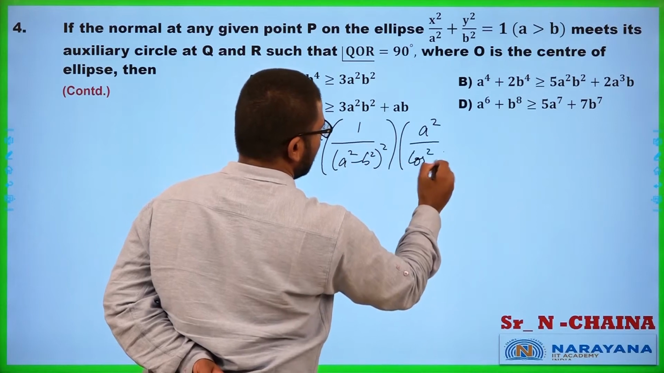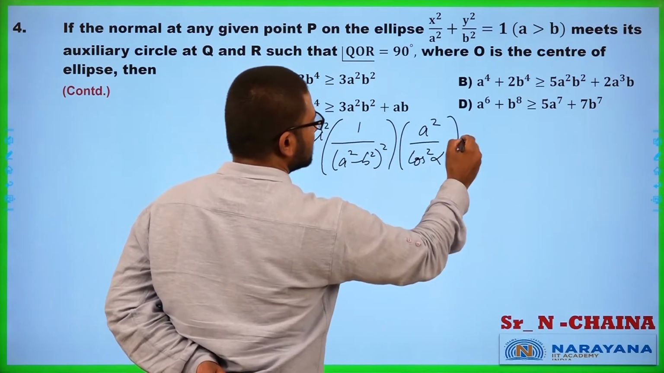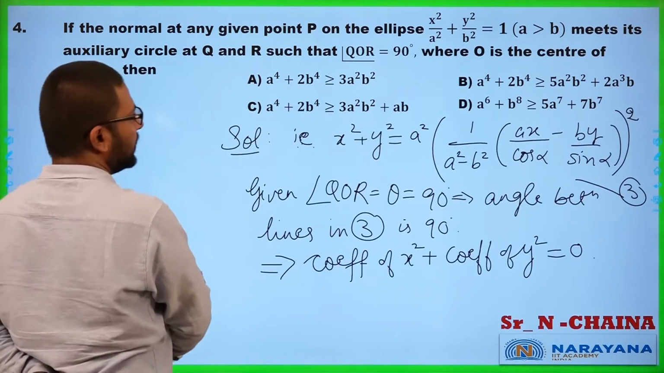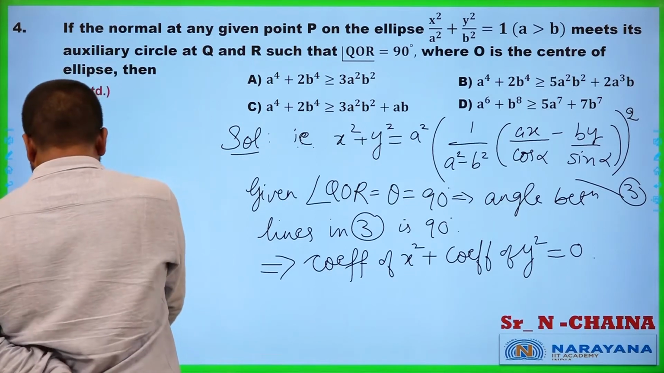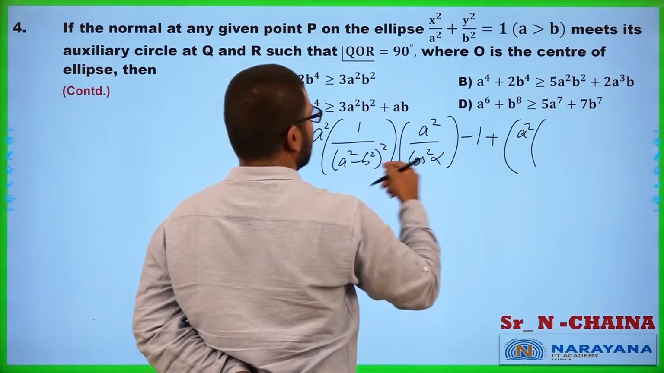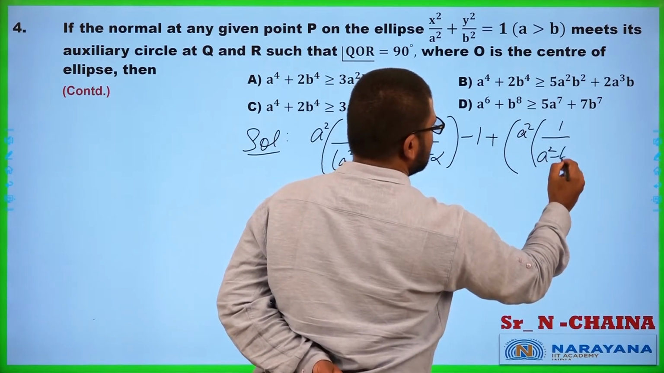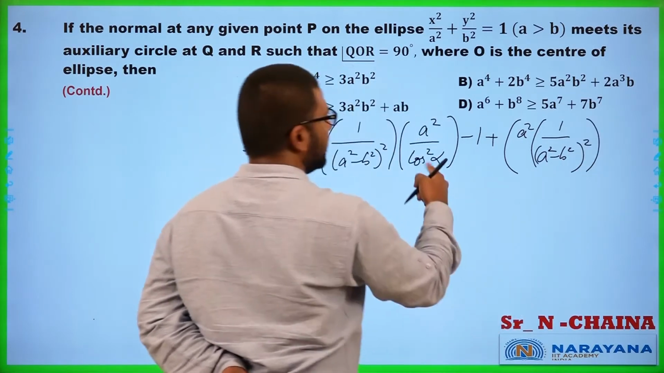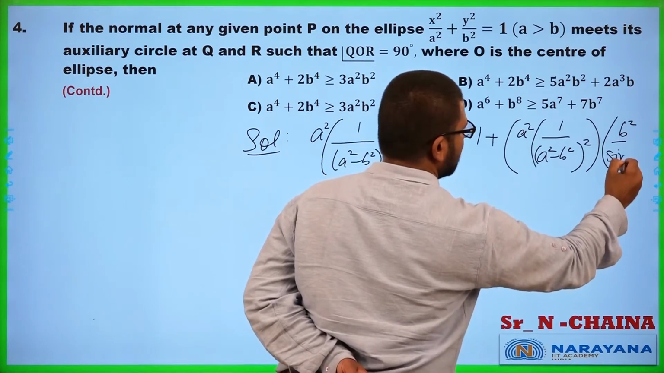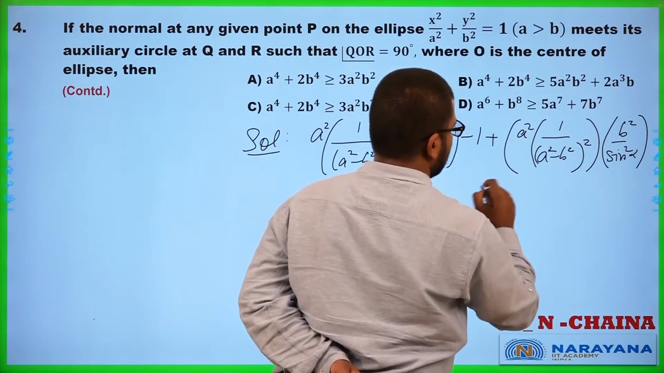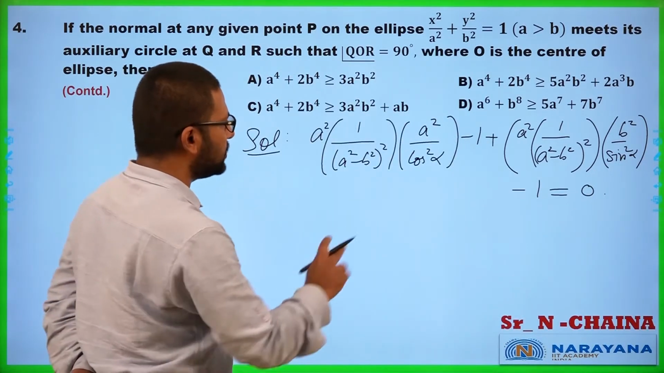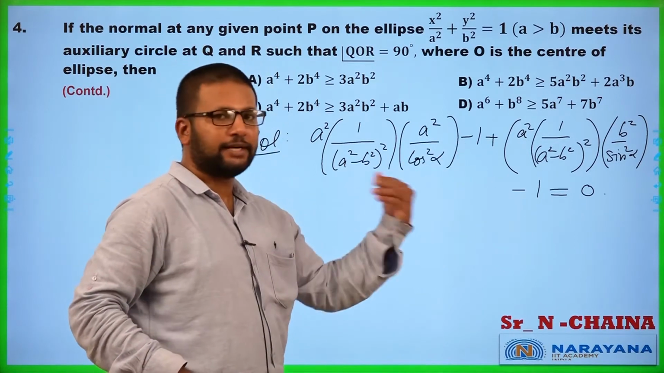by cos square alpha. This is the coefficient of x minus 1 plus coefficient of y. Sorry, coefficient of y square would be a square into 1 by a square minus b square the whole square into b square by sin square alpha. Again, let us write this minus 1 equal to 0. Correct? So there is a minus 1 here, take it to the RHS.